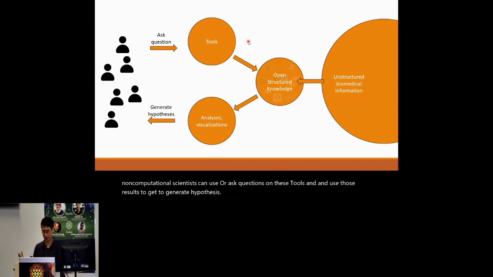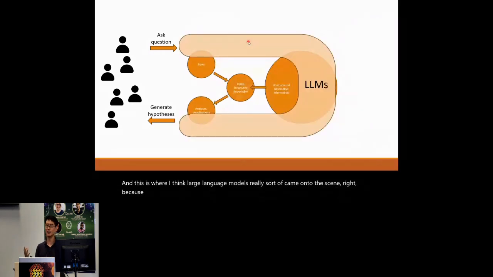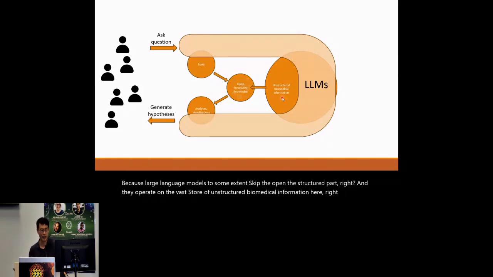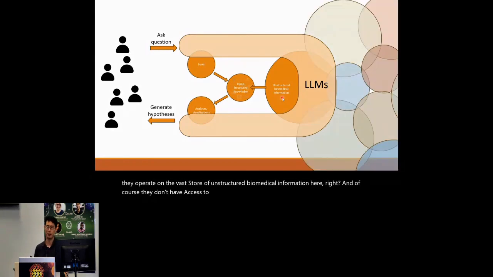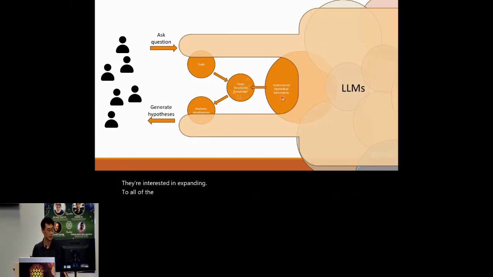And this is where I think large language models really came onto the scene, right? Because large language models, to some extent, skip the structured part, right? And they operate on the vast store of unstructured biomedical information here, right? And of course, they don't have access to just the biomedical information. They're interested in expanding to all of the unstructured content that is in the Common Crawl and things like that, right?